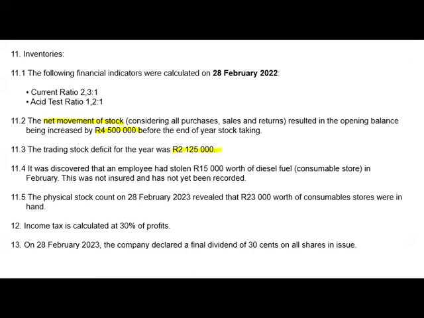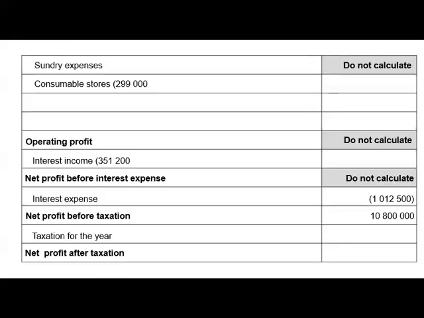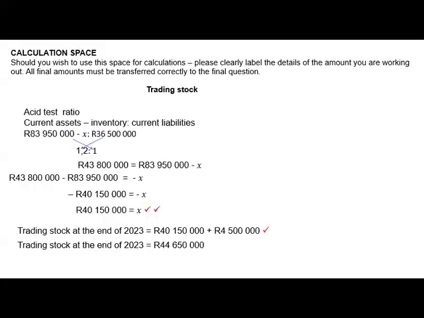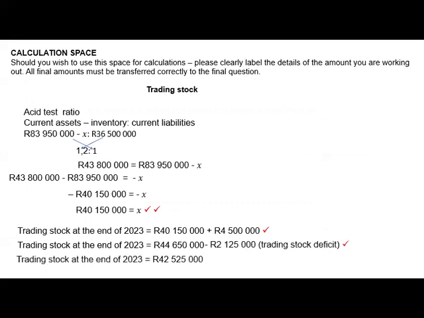Wow. So for the trading stock deficit, we debit trading stock deficit. It goes under operating expenses. So we're going to put it under operating expenses as such, trading stock deficit. But we debit trading stock deficit and then we credit the actual trading stock. So I'm going to go to my trading stock that I just calculated and subtract the trading stock deficit from it, so that I can get the correct value of trading stock at the end of 2023, which is 42,525,000.